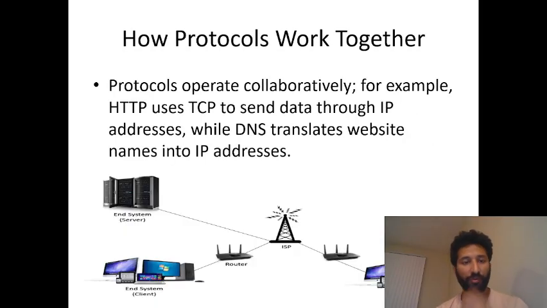So here we go: how protocols work together. Protocols operate collaboratively. For example, HTTP uses TCP to send data through IP addresses, while DNS translates website names into IP addresses. Here you can see a server room. We have the end system, for example systems from Dell, Linux, and Mac, different types of servers in the warehouse. And that warehouse communicates with the ISP.